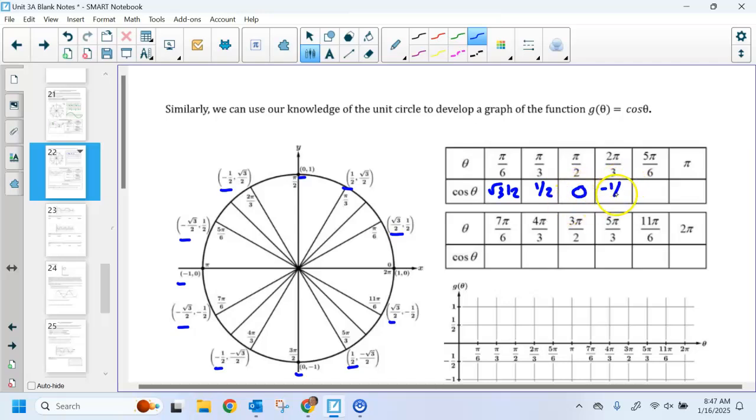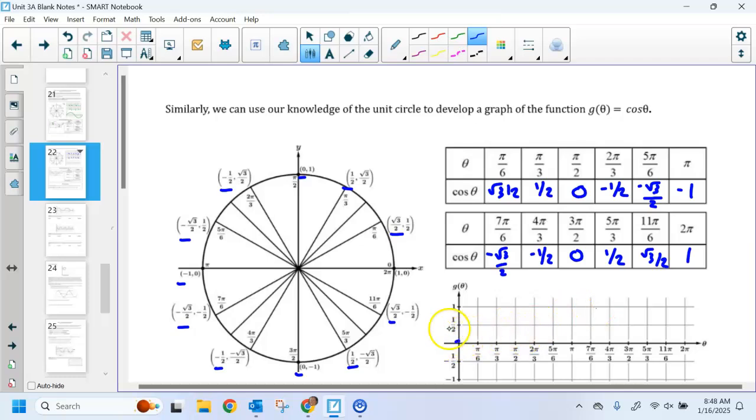Now notice that 2 pi over 3 and 5 pi over 6 are both negative because cosine is negative in the second quadrant. Cosine of pi is -1. 7 pi over 6 also negative because cosine is negative in the third quadrant as well. Cosine of 3 pi over 2 is 0. Now in the fourth quadrant, cosine is positive. So I have 1/2 and rad 3 over 2, and cosine of 2 pi is 1.